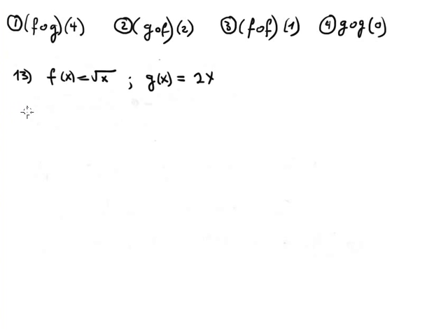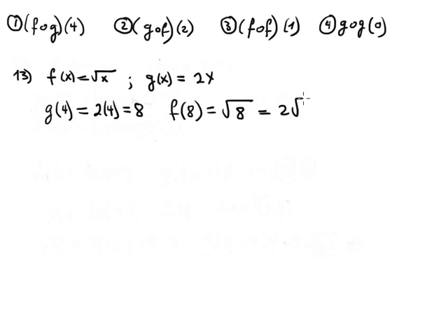Okay, 13. Let's do the first one. The first one is g evaluated at 4. And the expression of g is 2 times 4, which is 8. And with this 8, evaluate the second function, which is f. So f evaluated at 8 is the square root of 8. Square root of 8 is equal to 2 radical 2, because 8 is 2 times 4, and the square root of 4 is 2. And this is the first answer.